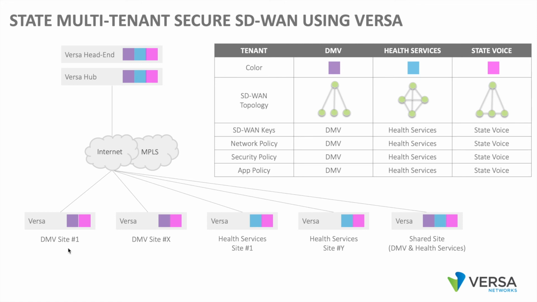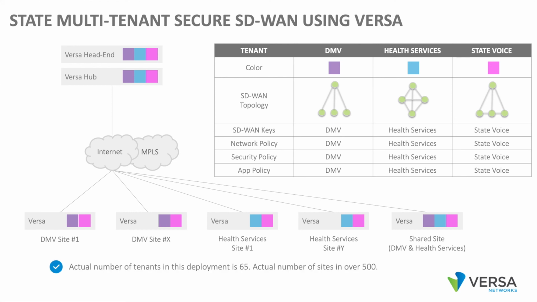But then at the DMV, they have a tenancy for the DMV and then also for the state voice network. We go out to health services, there's a tenancy for health services, and there's also a tenant for the state voice network. And then there's some sites where they'll actually have multiple. There's some buildings where in that building there'll be a DMV tenant and a health services tenant, and obviously the state voice tenant. So really an exceptional use case for multi-tenant secure SD-WAN, where you want to have complete segmentation between, for example, DMV and health services and the state voice network.